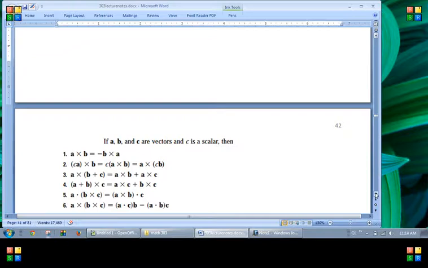Okay. So another thing is, let's look at property 3. Property 3, A cross B plus C, is the same as A cross B plus A cross C. So that is a familiar looking property. It says that cross distributes over addition. And number 4 is the same thing. It distributes on the other side as well.